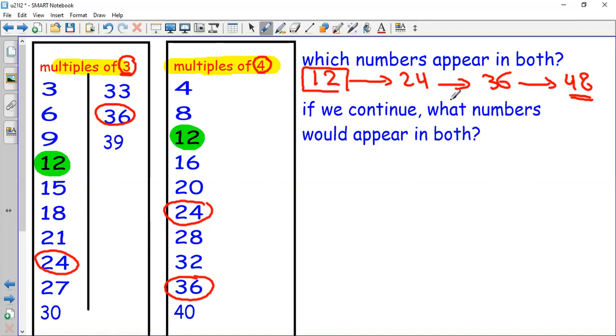So today we talked about patterns and how we can make general statements about patterns.